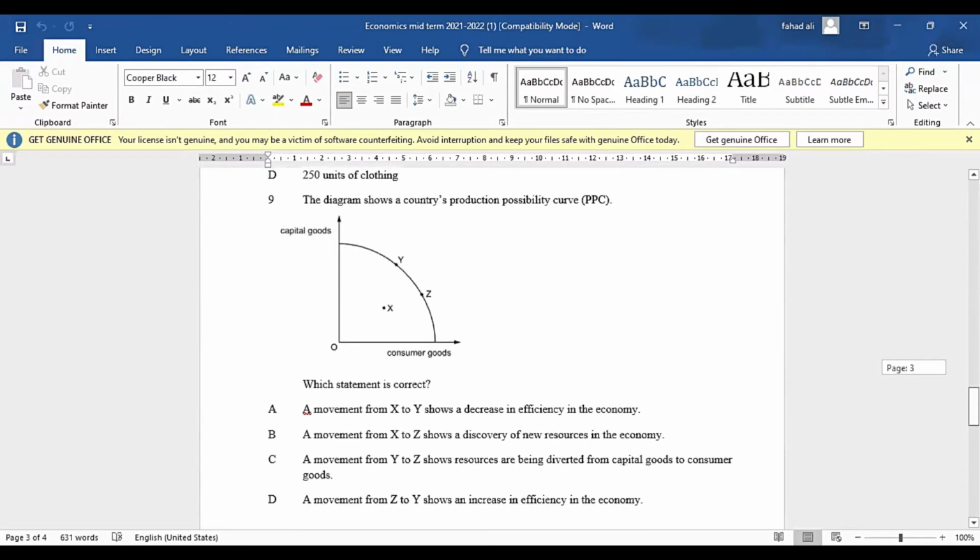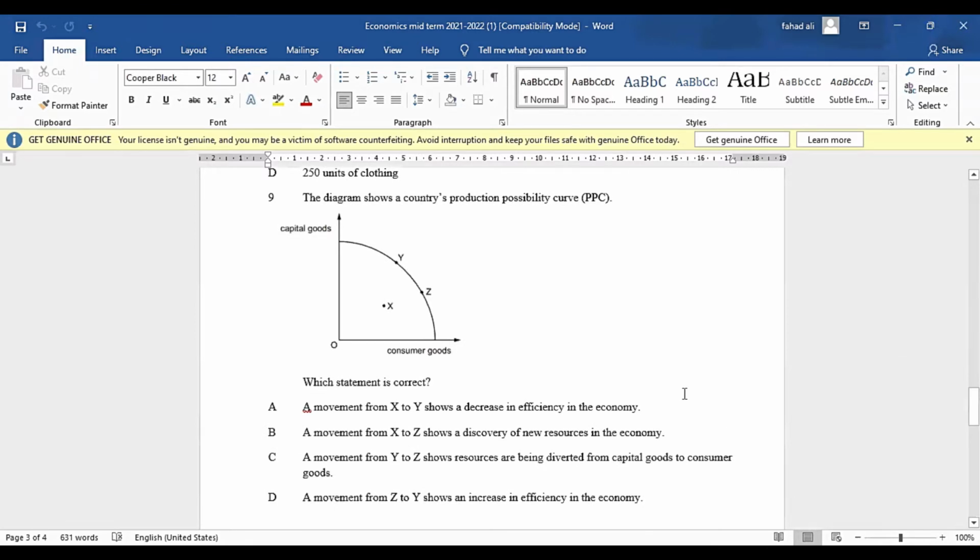The diagram shows a production possibility curve. Which statement is correct? A movement from X to Y shows a decrease in efficiency of the economy. No, it shows a decrease in inefficiency. B says a movement from X to Z shows a discovery of new resources. No, it is being efficient. A movement from Y to Z shows resources are diverted from capital goods to consumer goods. So yes, C is the correct option.